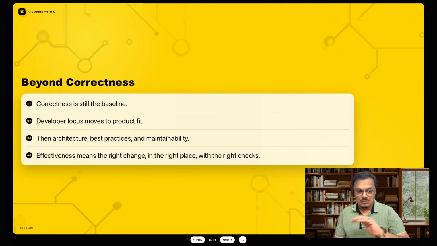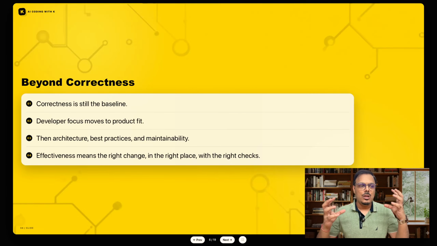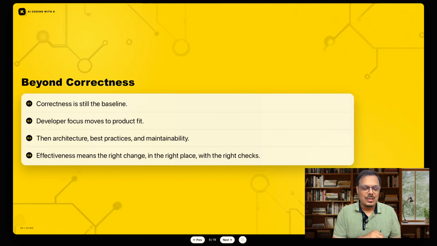And effectiveness, the last point in the bullet points, means the right change in the right place with the right checks. Okay, so a bit of conceptual stuff I'm talking about, but all of this is very fundamental at this point.